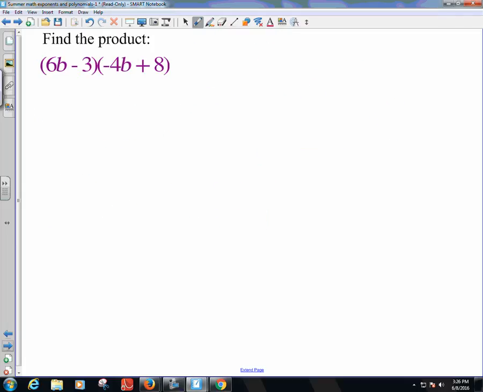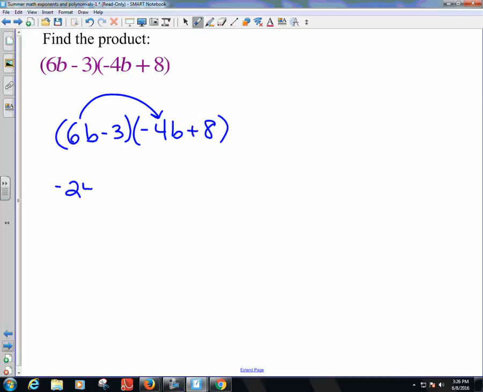All right, find the product. This was something else that we had to do. We had to remember how to multiply these binomials and trinomials by each other. So I'm going to bring this down and say 6b minus 3 times negative 4b plus 8. I need to take this 6b and multiply it by negative 4b. I multiply my coefficients. 6 times negative 4 is negative 24, and then I multiply my variables. b times b is b squared.